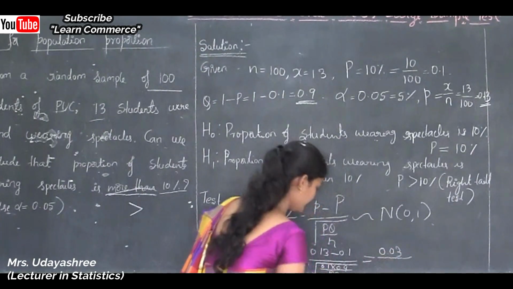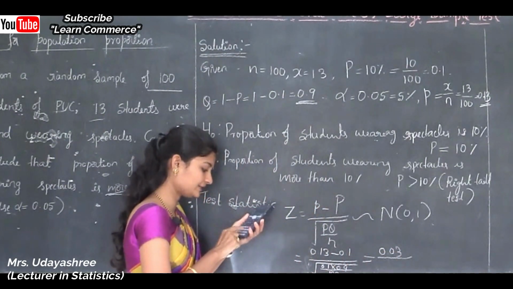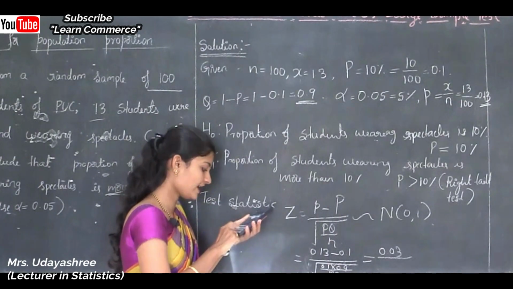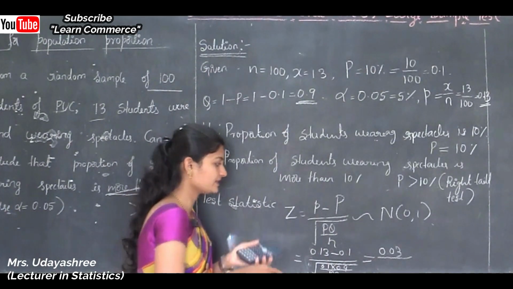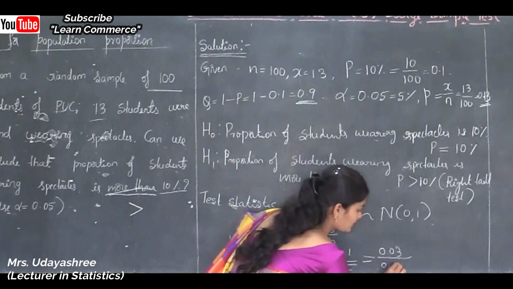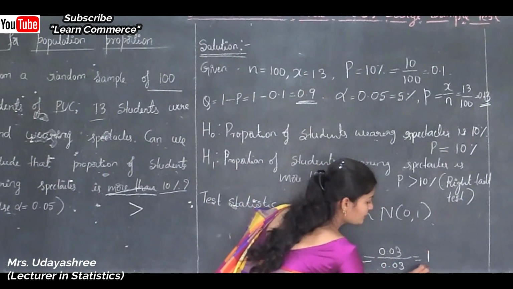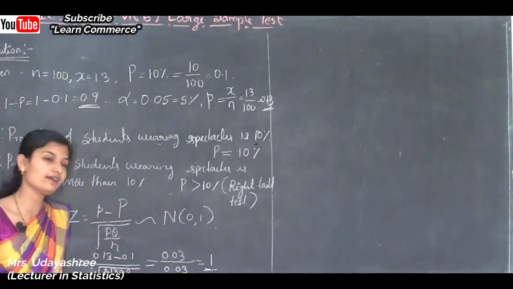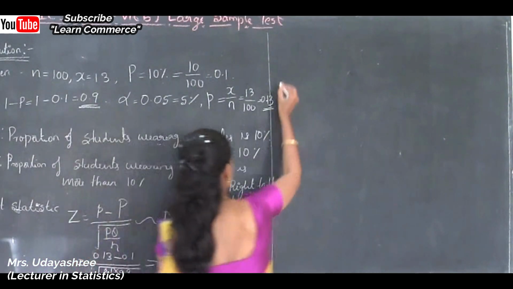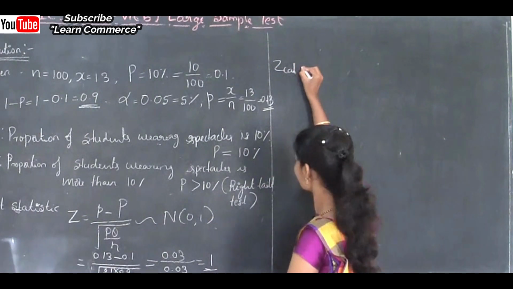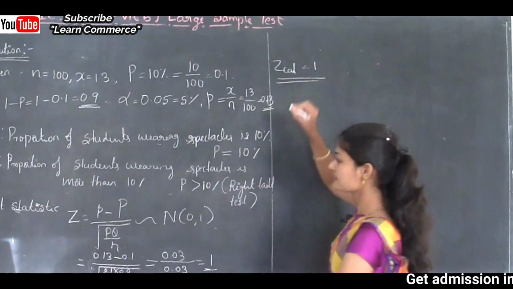Which is divided by 0.1 into 0.9 divided by 100, then square root of that answer, that is 0.03. This is equal to 1. 0.03 divided by 0.03 is 1. So here the calculated value is 1. Okay, next, step 4.